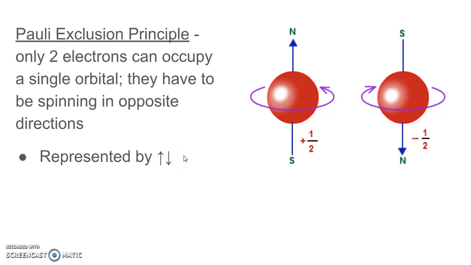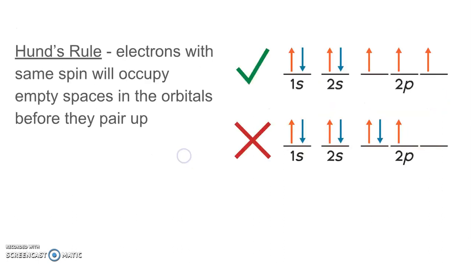So the only way that 2 electrons can be in the same space is if they are spinning in opposite directions. And then the third rule that we use is called Hund's rule. And it says that electrons with the same spin will occupy empty spaces in the orbitals before they pair up. So in this diagram, you can see here that there are electrons paired up, but there's an empty space in this orbital. That's not accurate. Those electrons don't want to pair up if they don't have to, so they're going to occupy empty spaces when there are empty spaces.